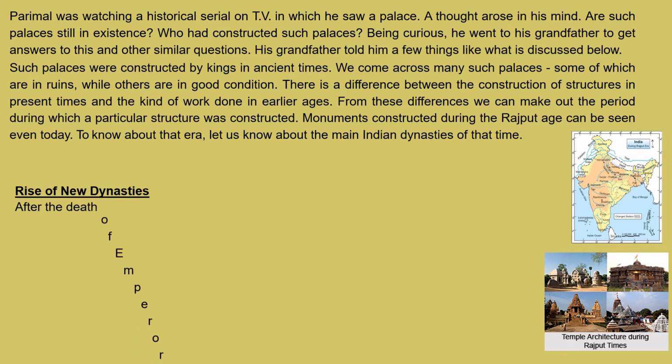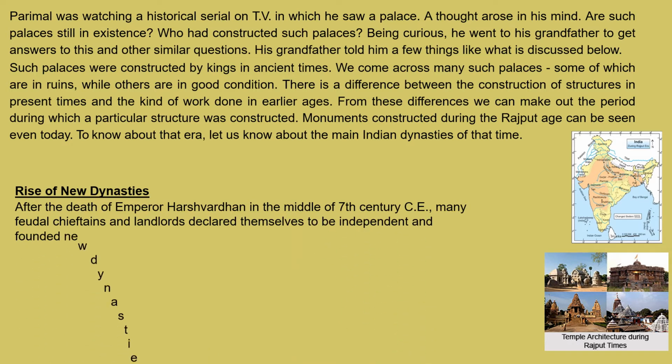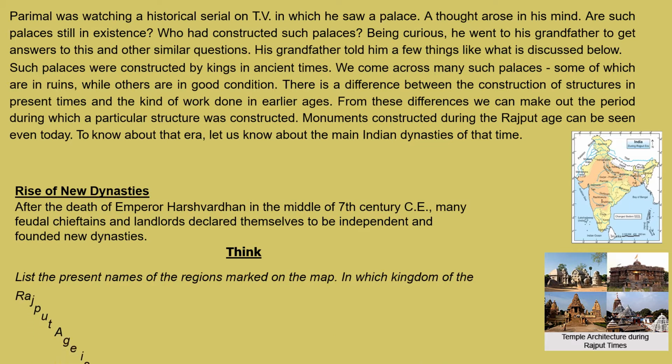Rise of new dynasties. After the death of Emperor Harshvardhan in the middle of the 7th century CE, many feudal chieftains and landlords declared themselves independent and founded new dynasties. So we have learned in the first chapter, children. The first chapter was about two big states.